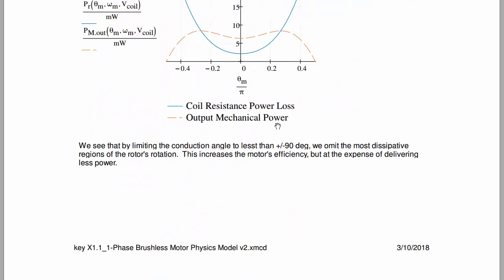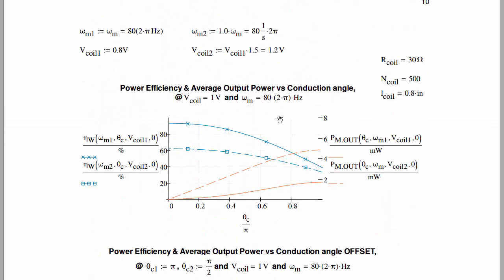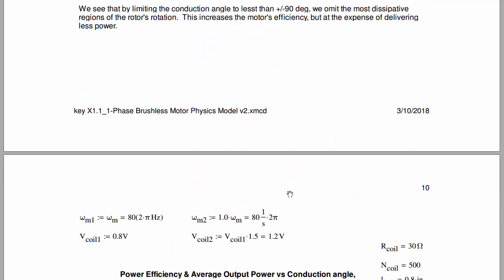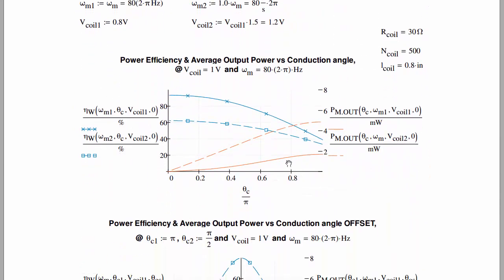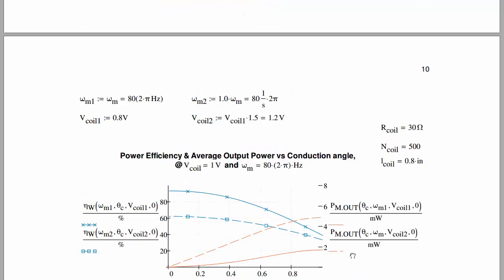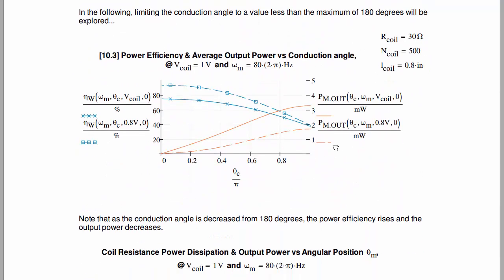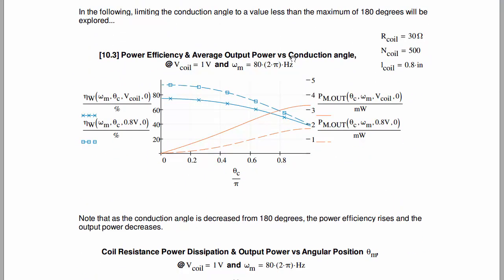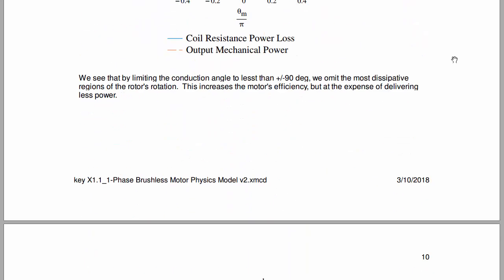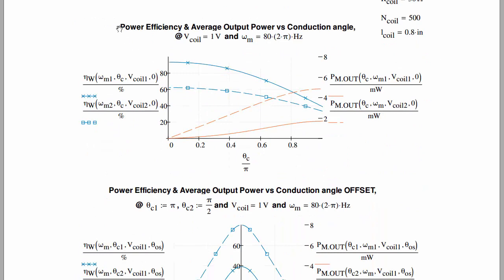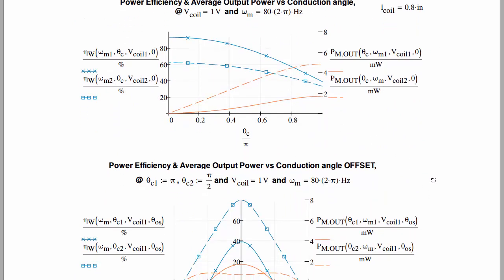Okay, so let's see, what else do I have here? Oh yes, what was the difference between here and here? I think, are they the same? Power efficiency and average output power versus conduction angle. I think this is actually the same slide. I forgot. Yes. Okay, well, that's a repeat.